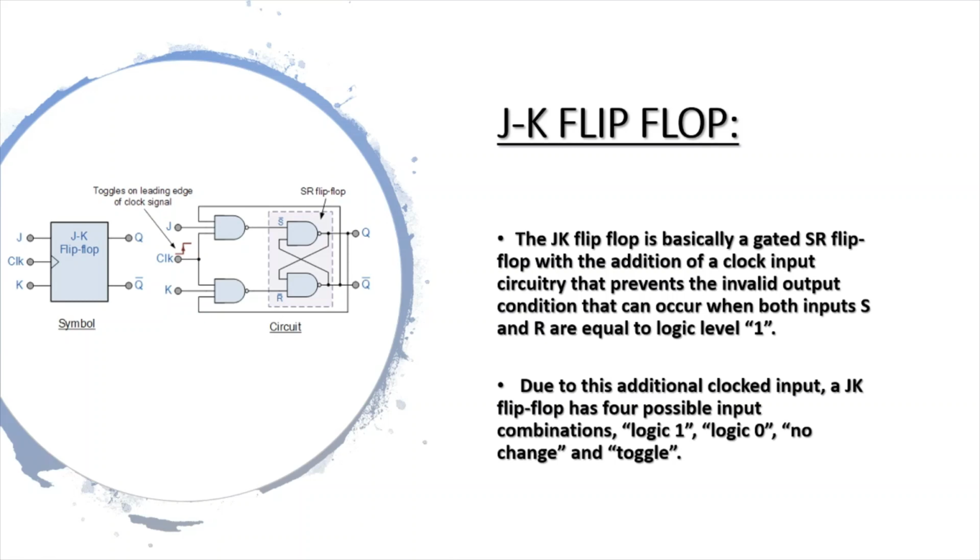JK flip-flop. The JK flip-flop is basically a gated SR flip-flop with the addition of a clock input circuitry that prevents the invalid output condition that can occur when both inputs S and R are equal to logic level 1. The second point is, due to this additional clocked input, a JK flip-flop has four possible input combinations: logic 1, logic 0, no change and toggle.